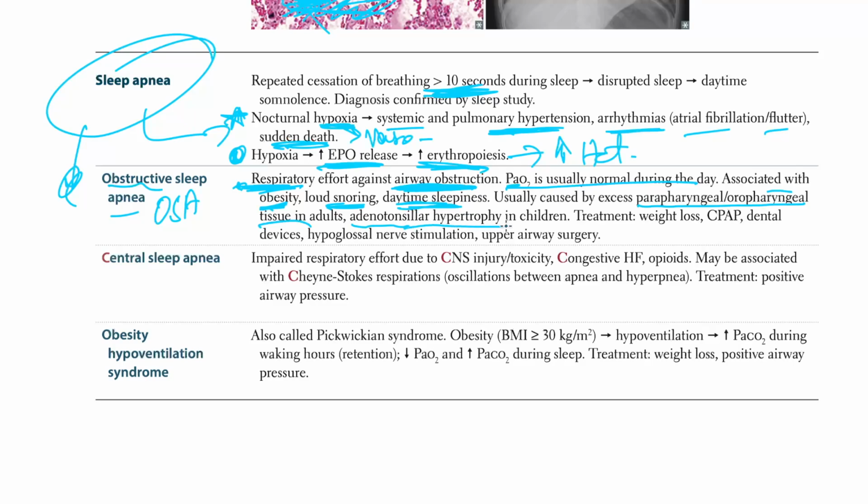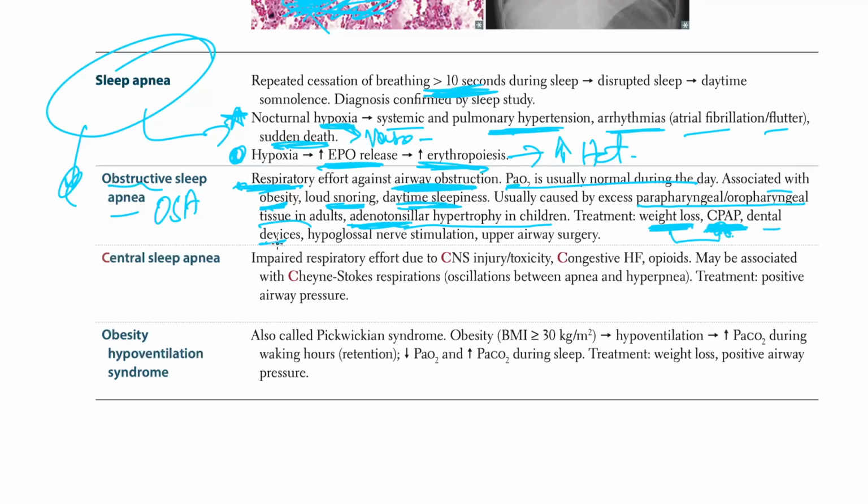Adenotonsillar hypertrophy in children. Important: children are not obese, let's say, but they could have adenotonsillar hypertrophy. Treatment is again weight loss, simple weight loss. CPAP, high yield. If you can't do weight loss, you have to go into CPAP.